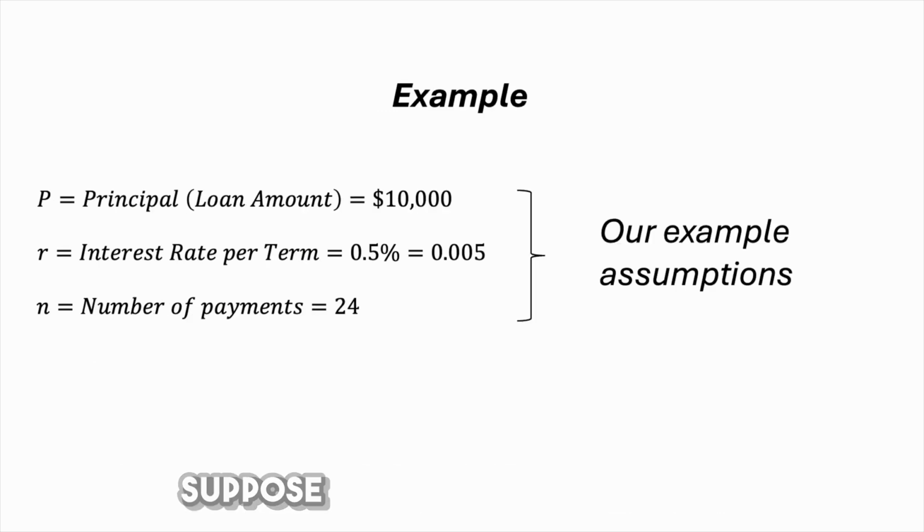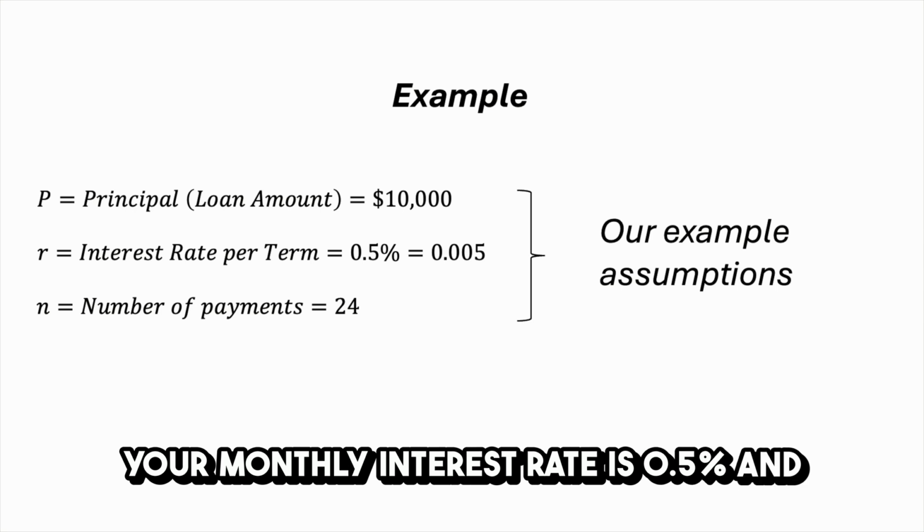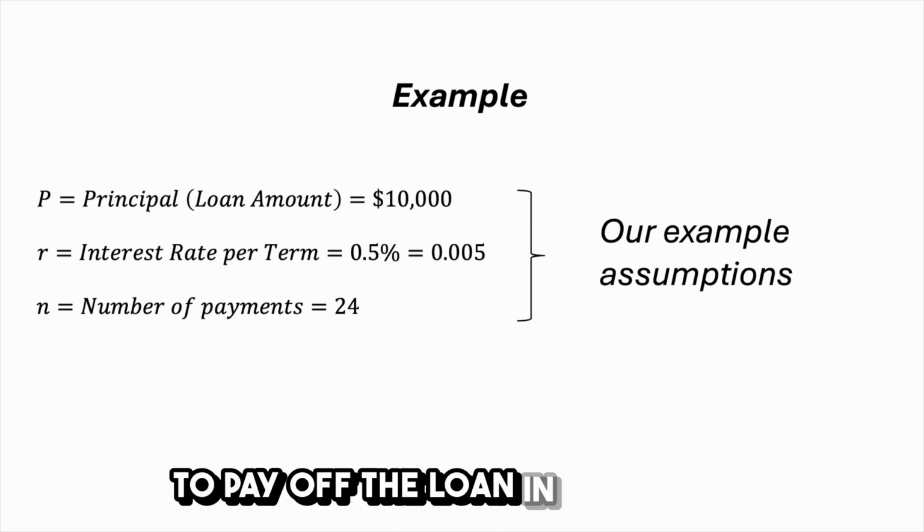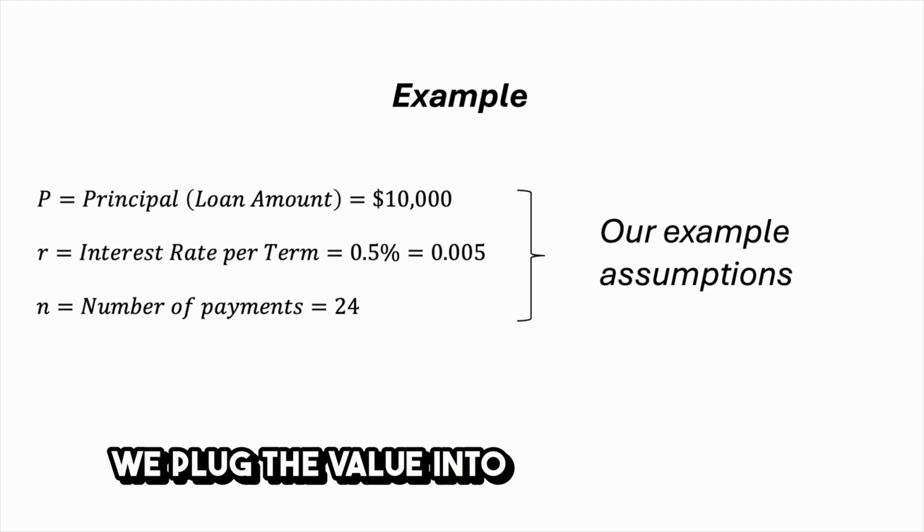Let's go through an example. Suppose you've borrowed $10,000, your monthly interest rate is 0.5%, and you plan to pay off the loan in 24 months. We plug the values into the formula like this.